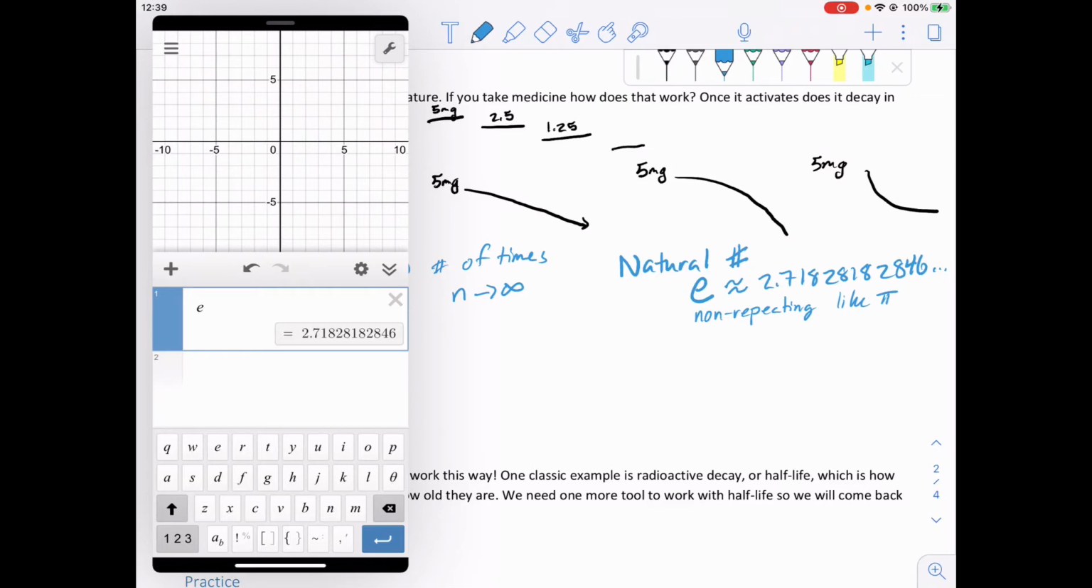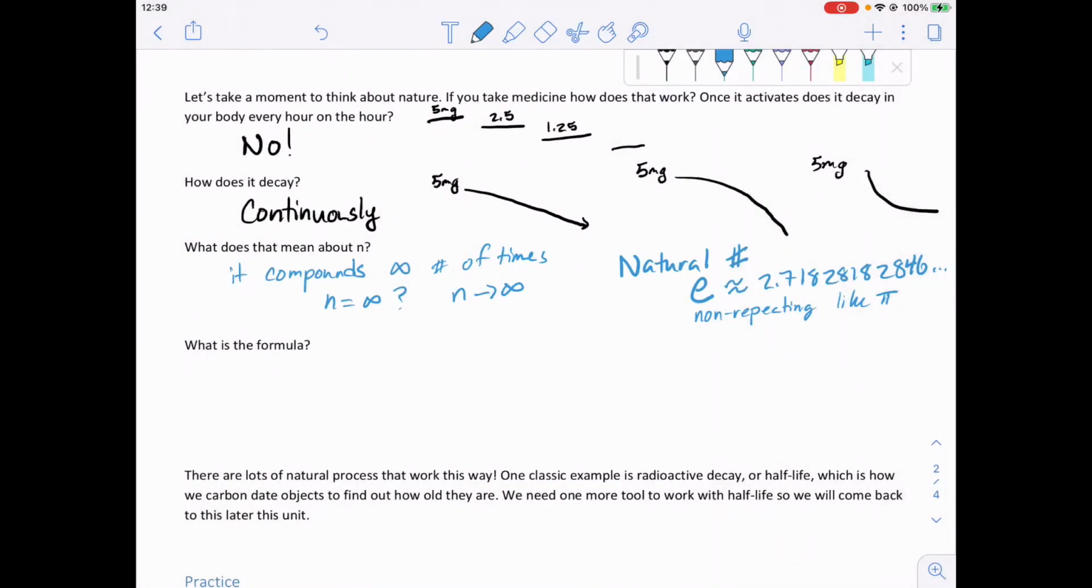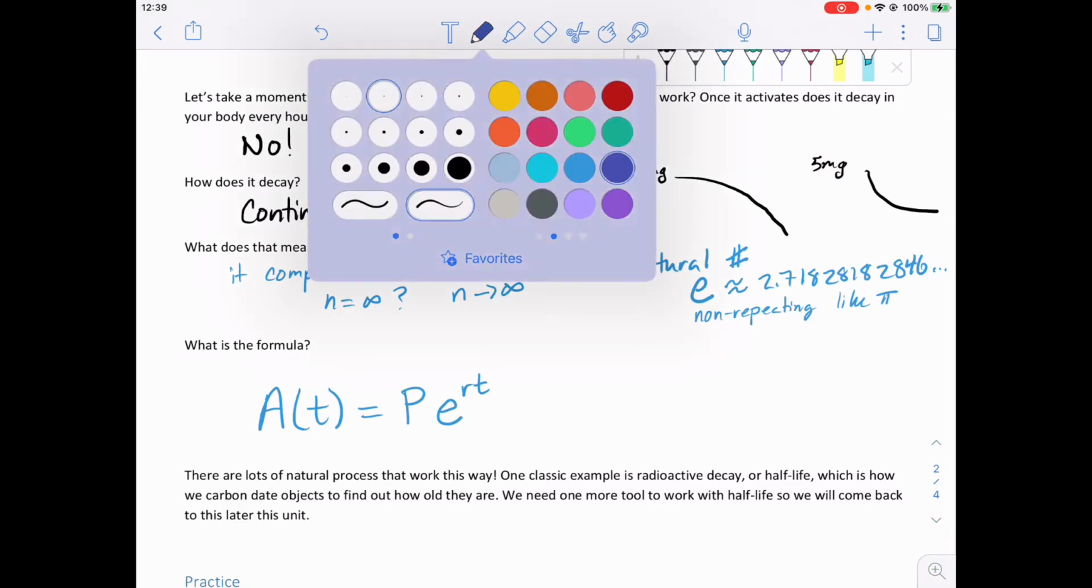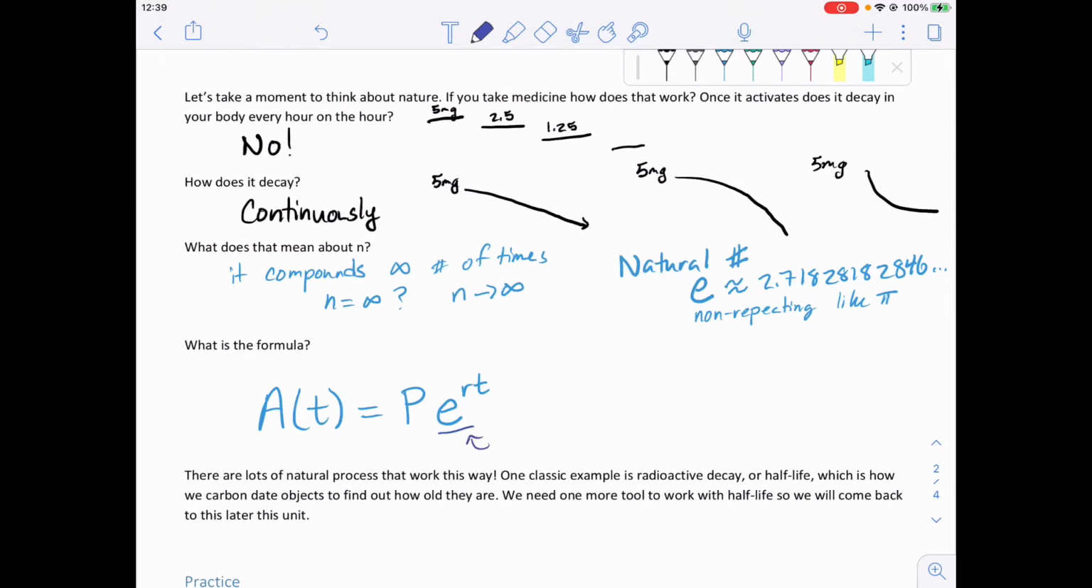Like pi. Very similar to pi. And so we end up getting, and we'll look at how we get this later, A of t equals P e to the rt. And so A, P, r, and t are exactly the same. e is just a number, and it's called Euler's number. Euler is a famous mathematician.